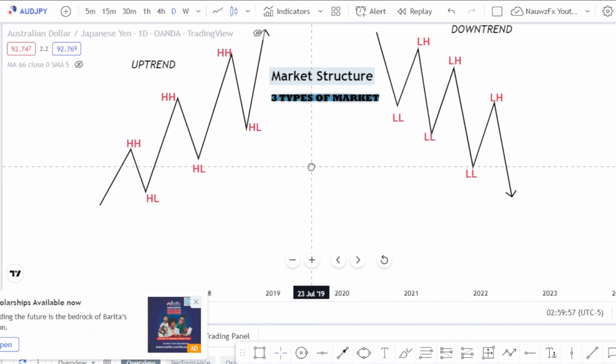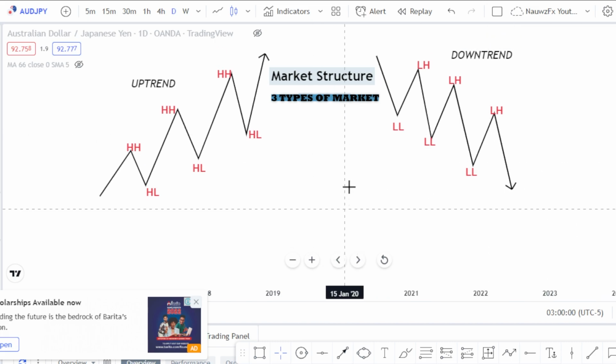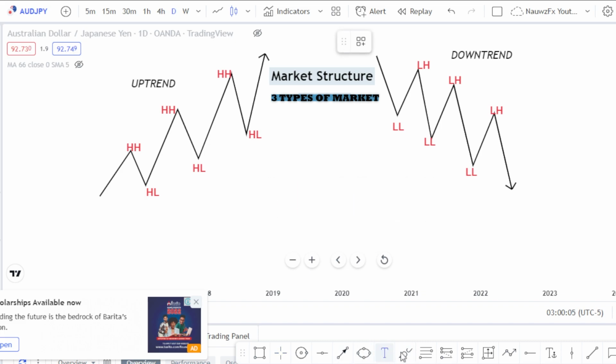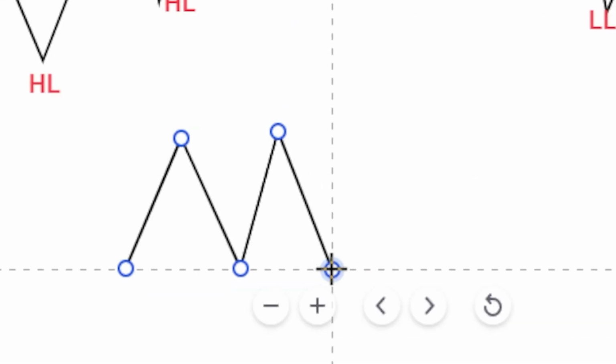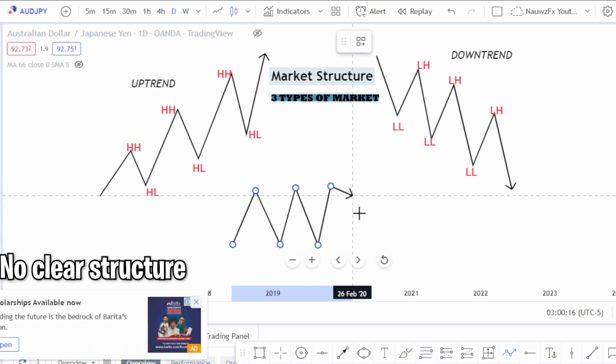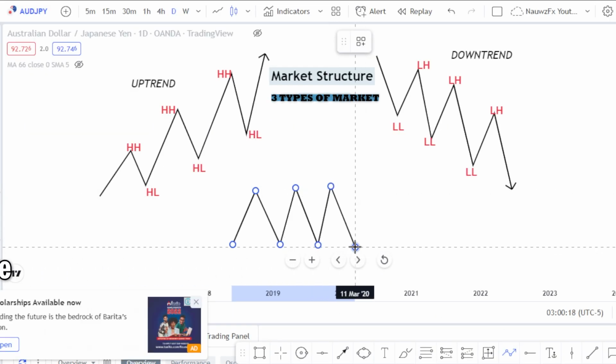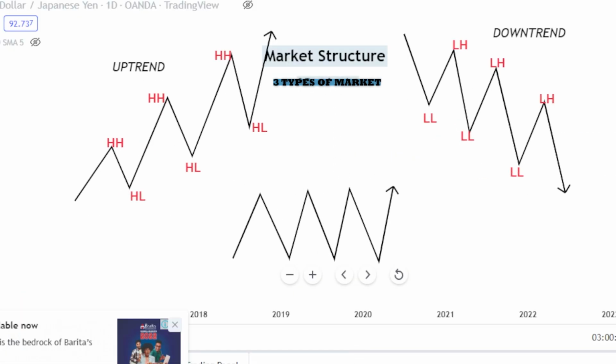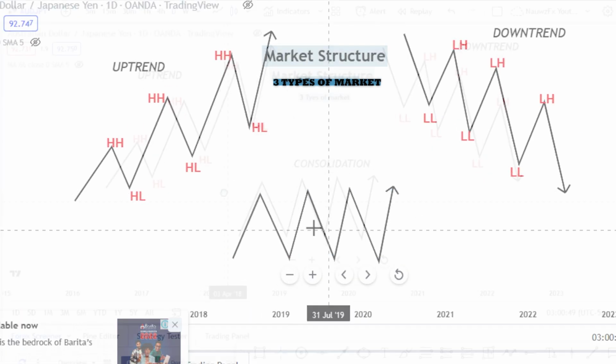So another market structure that we have, another form that the market can show up in, is a consolidating market. So let's show you what that is before we label. So we have a market that is ranging basically. A consolidating market is a market that is ranging. There's no clear structure and it's quite confusing if you ask me. And I will never suggest that you guys trade this type of market.